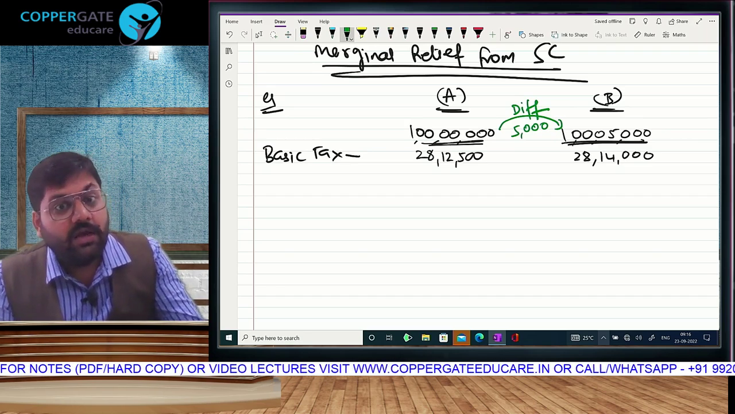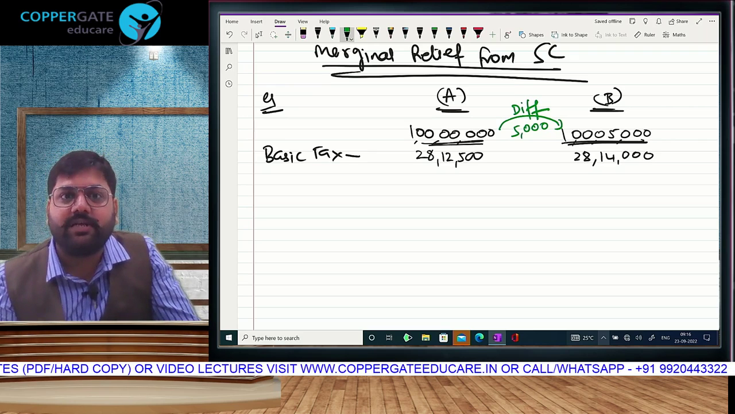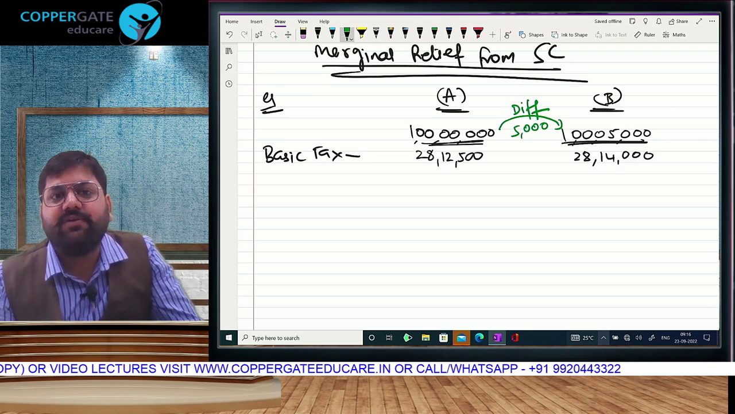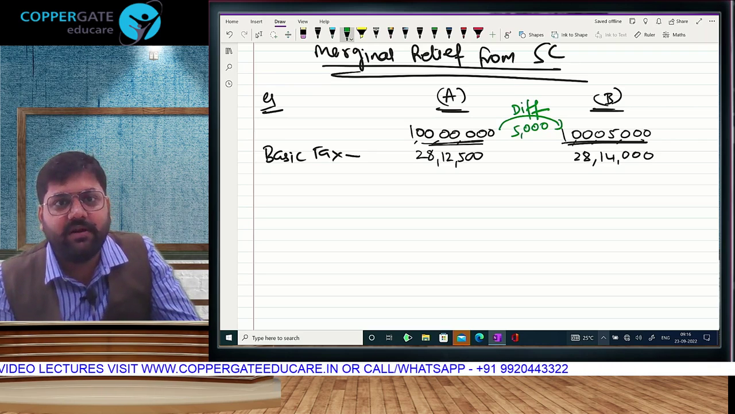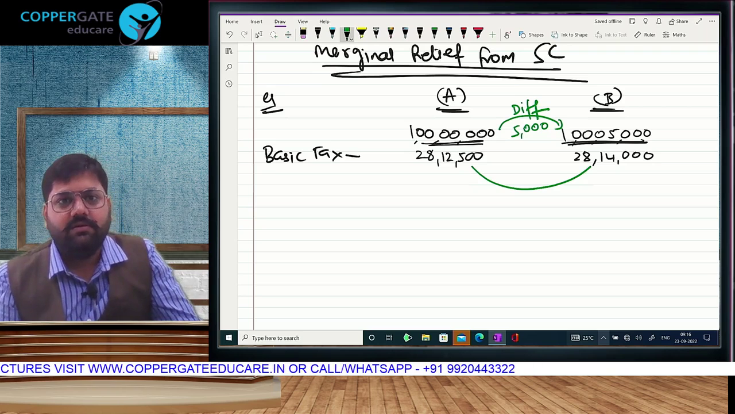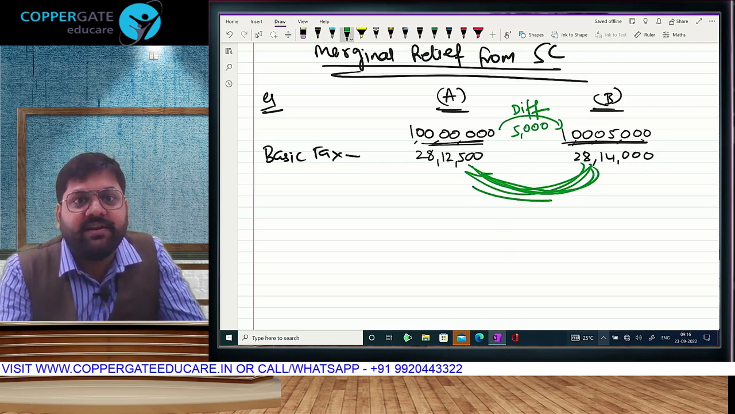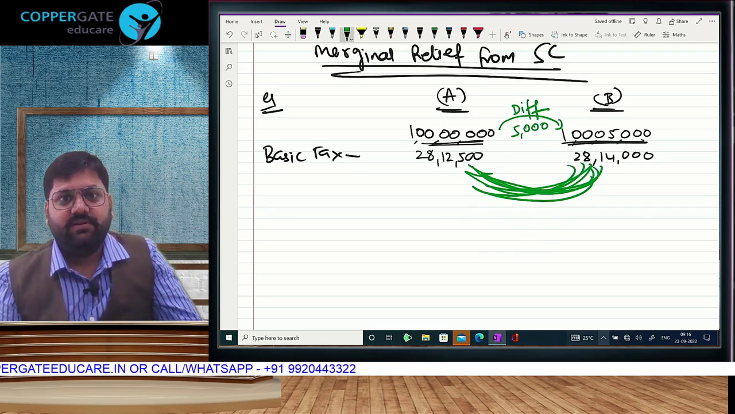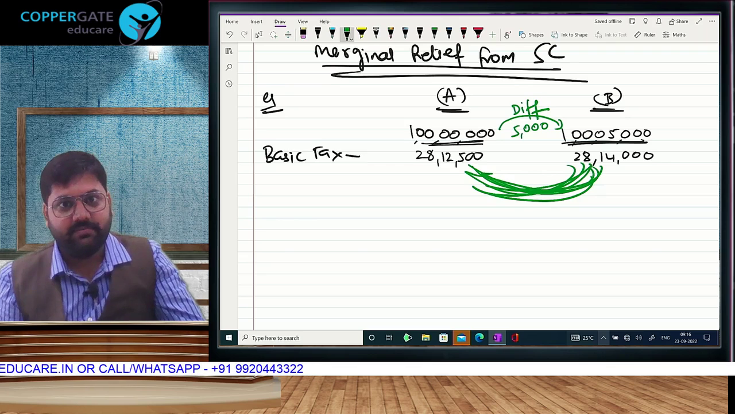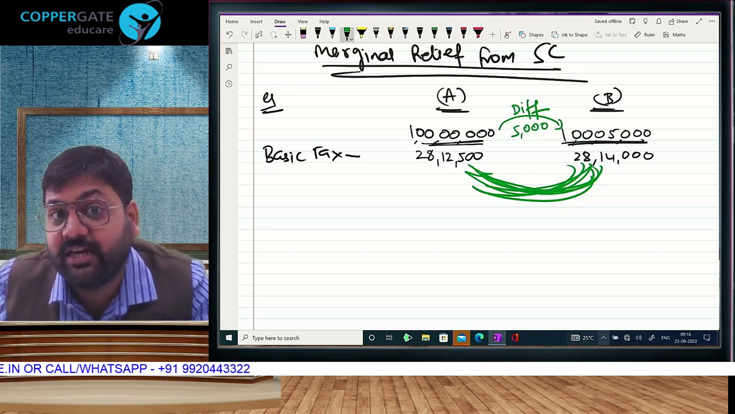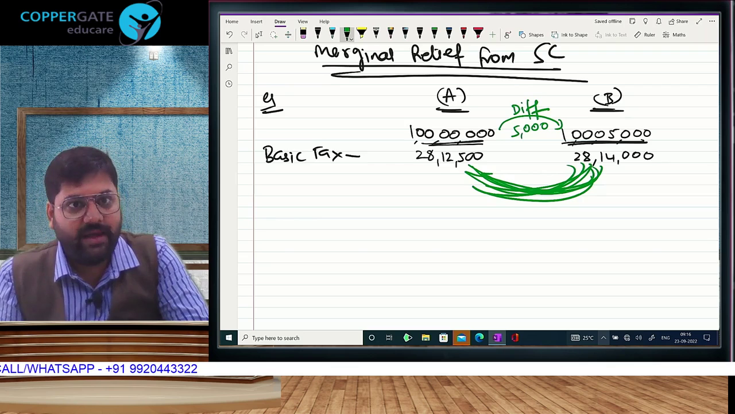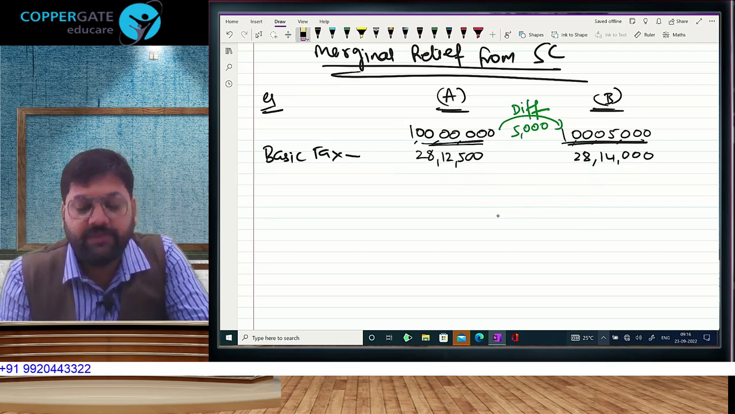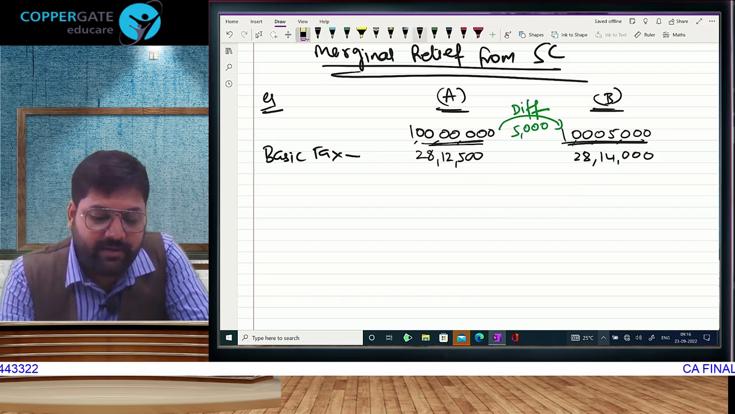That 5,000 is subjected to 30% rate. Arey, more than 10 lakhs. No? So what is the tax that we got on 5,000? 1500. Friends, that is clearly visible here. What is the difference of 1500? 30% of 5000. That's the difference in the tax. Correct? So how much is the difference in income? 5000. How much is difference in tax already? 1500. Correct?